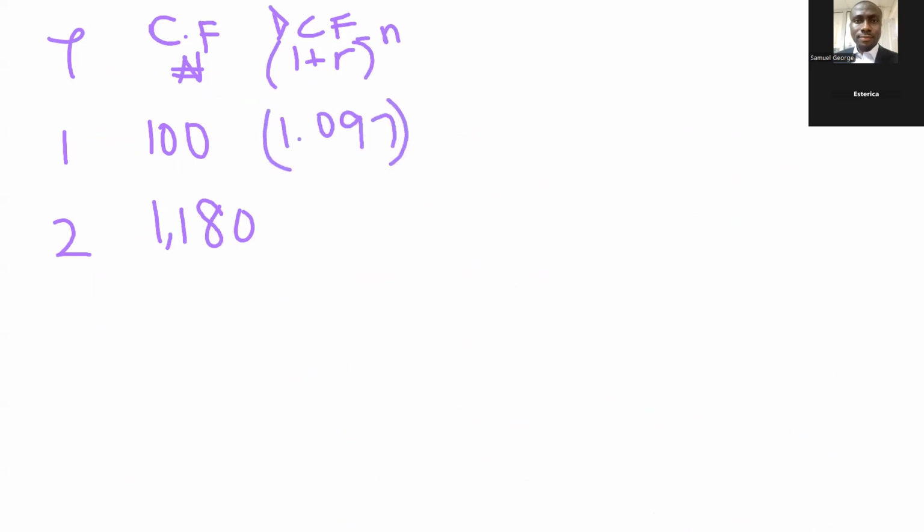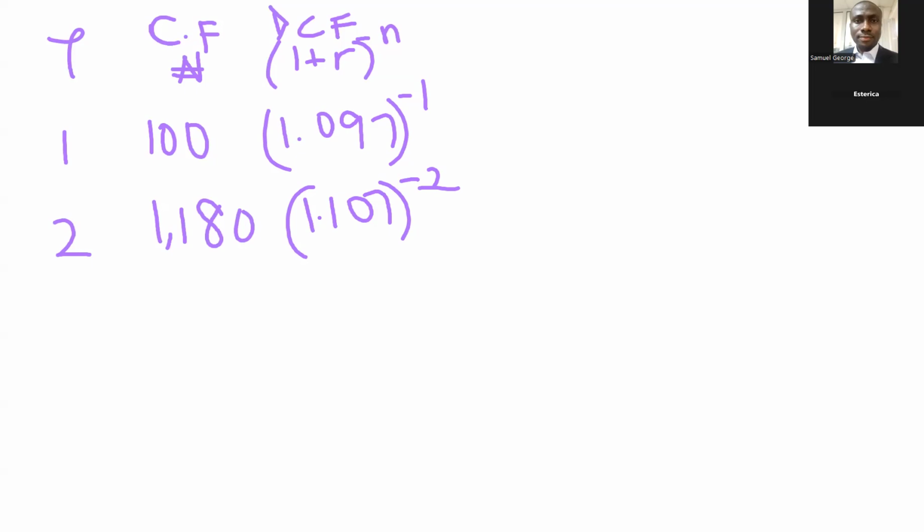1.097 raised to power minus 1, 1.107 raised to power minus 2. So R is the yield. R is 9.7, 9.7 divided by 100, that is 0.097. 0.097 plus 1, that is 1.097. The second one, R is 10.7%. 10.7 divided by 100 is equal to 0.107. 0.107 plus 1, that is 1.107.